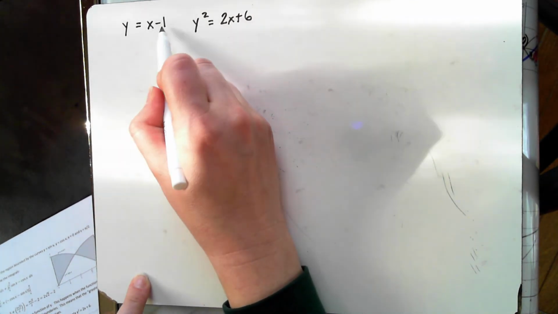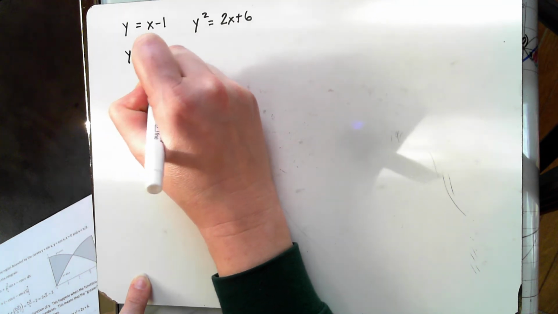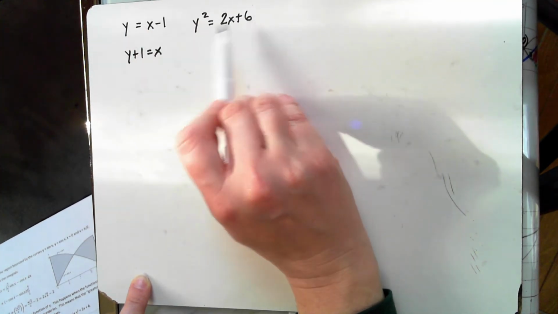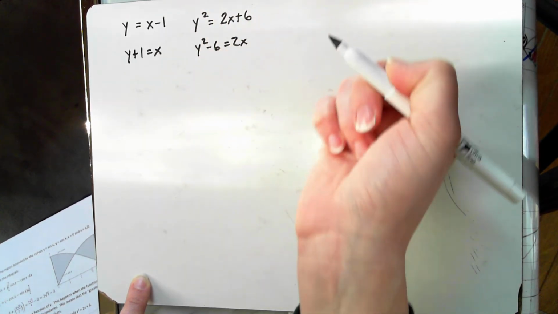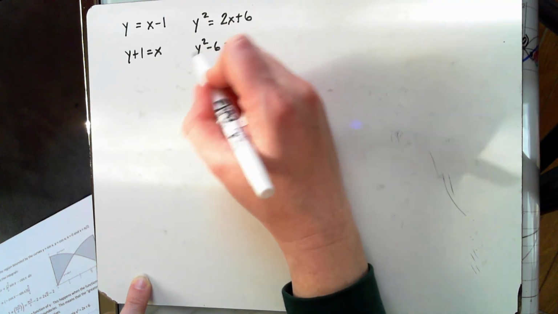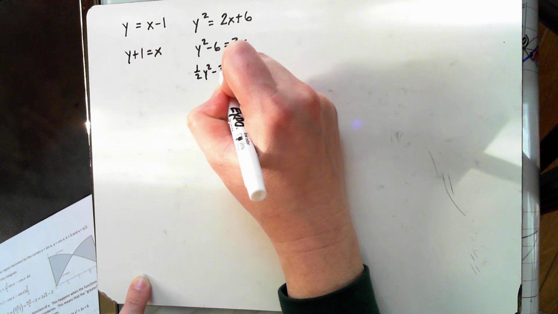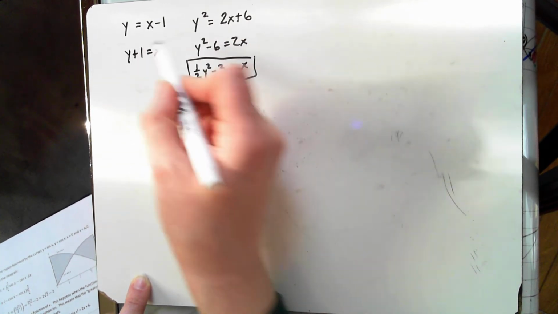So in this one, to solve for x, I'm just going to add 1. So I have y plus 1 equals x. And in this one, I'm going to subtract 6, and I'm going to divide by 2. So this becomes 1/2 y squared minus 3. So these are the two functions that I'm going to graph.